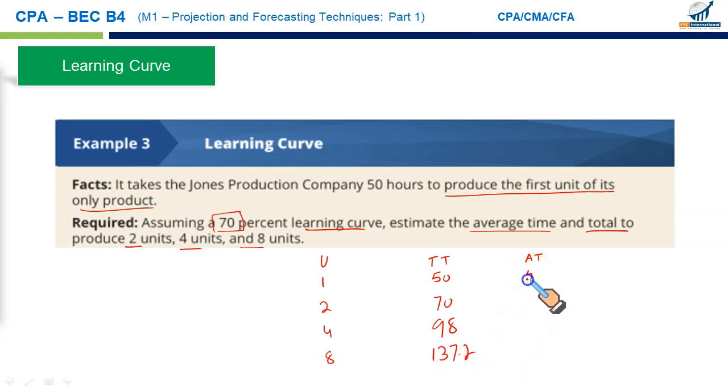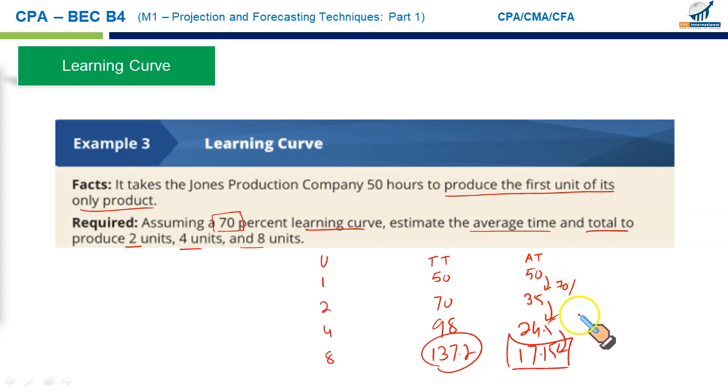The last column can be quickly calculated without reference to these. When the output is doubled from 1 to 2, the average time will be 70% of 50, that's 35. When the output is doubled from 2 to 4, the average time should be 70% of 35, that is 24.5. And when the output is doubled from 4 to 8, the average time will be 70% of 24.5, that is 17.15. If you just want to check, divide 137.2 by 8 and you will get the exact 17.15 hours as your average cumulative time. So whatever is asked, we have given it there.